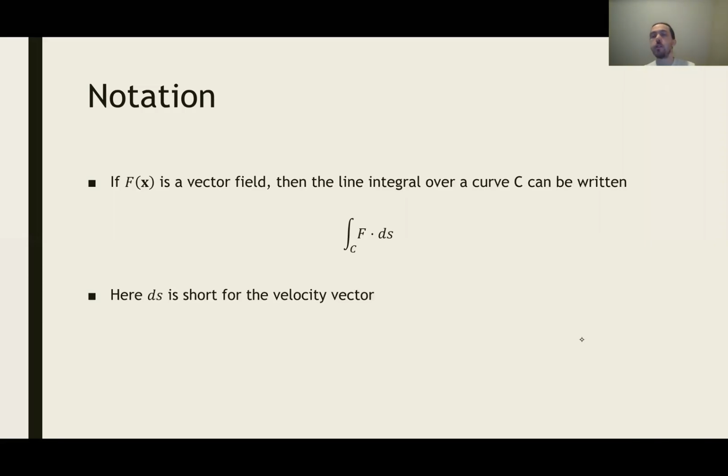Let's talk about notation. Let's talk about how we write line integrals. So if we've got a vector field, capital F, then we often write the line integral over a curve C in the following way. We write it as the integral over C of the vector field F dot ds. Here ds is a simple symbol that stands in for velocity. And in this case, that helps us remember that the line integral is gotten by taking the dot product of the vector field where we are with the speed at where we are.